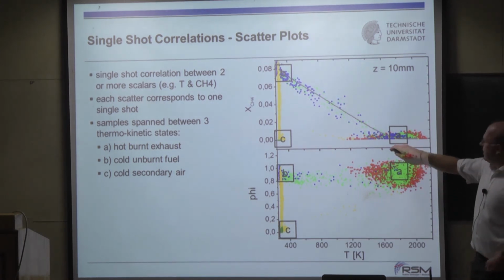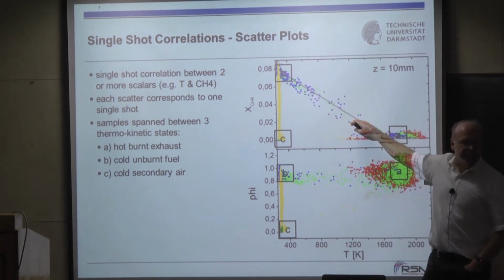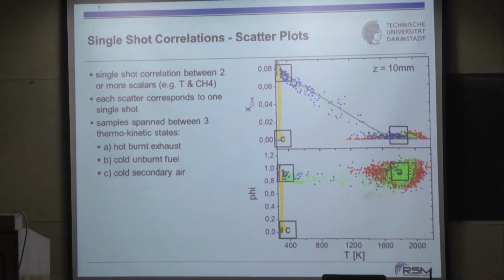Do you have an idea why it is more probable to measure burned or unburned, and so much less probable to measure something in between? Any idea?